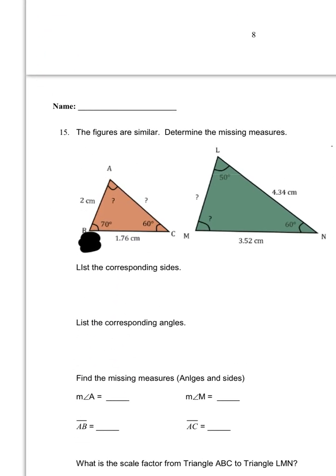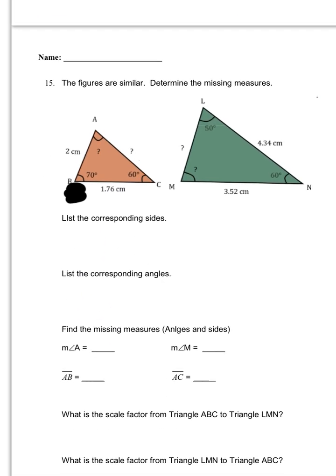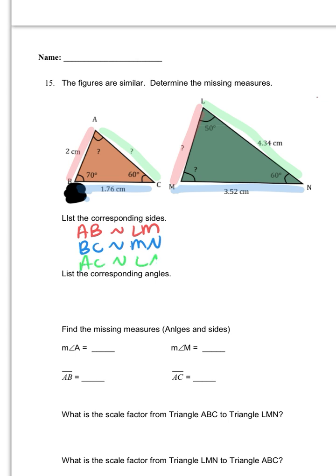All right, flip on over and look over at question number 15. The figures are similar. Determine the missing measures. All right, so we got to look for our corresponding sides. So I'm going to go ahead and highlight my corresponding sides once again. So I'm going to do AB is corresponding to LM. BC corresponds to MN. And then AC corresponds to LN. I'm going to go ahead and write these in. So AB is similar to LM. BC is similar to MN. And then AC is similar to LN.